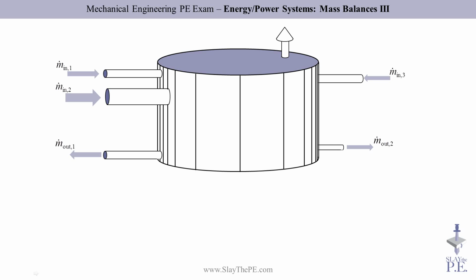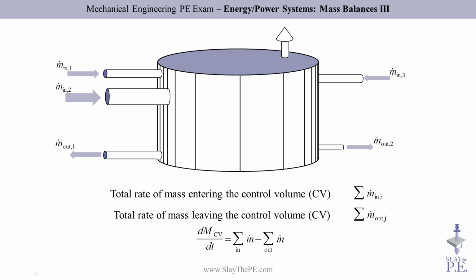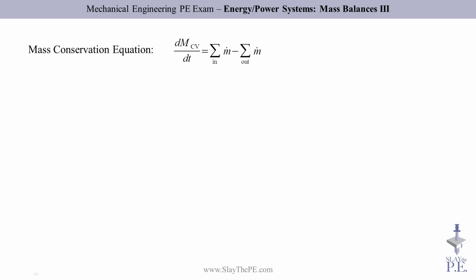So what happens in a bit more realistic setting when you have multiple inlets and outlets, as shown here? Well, the equation is the same, but instead of a single m dot in, we use the sum of the entering rates: m dot in 1, 2, and 3, you add those together, and you call that the total rate of mass entering the control volume. So the time rate of change of the mass within the control volume is simply the difference between the total rate at which it enters minus the total rate at which it leaves.